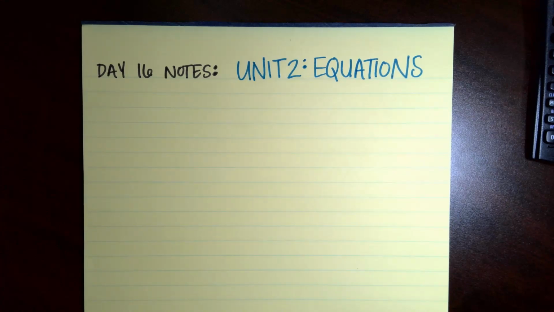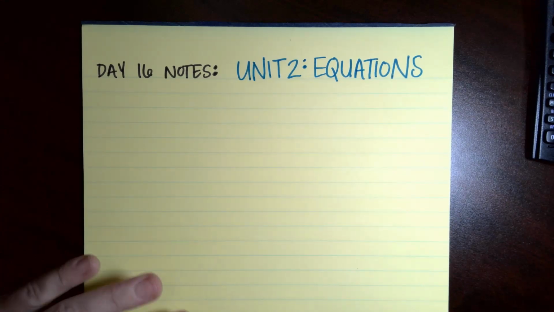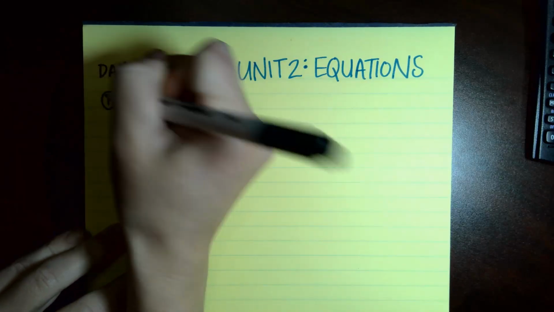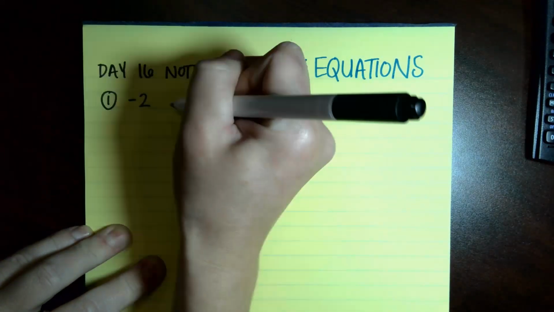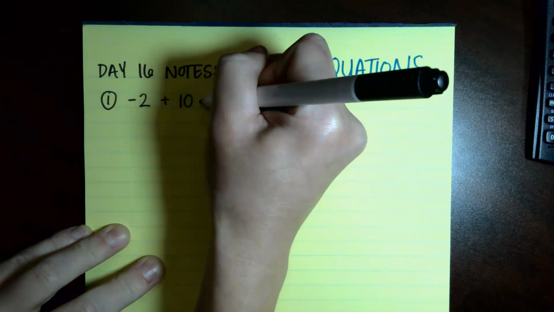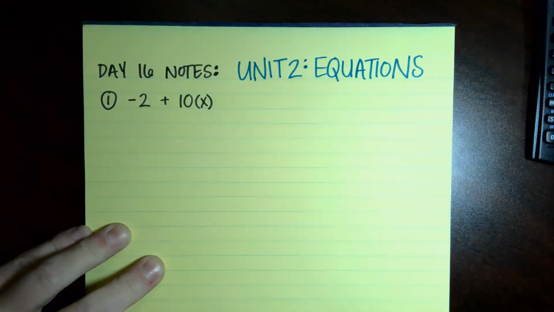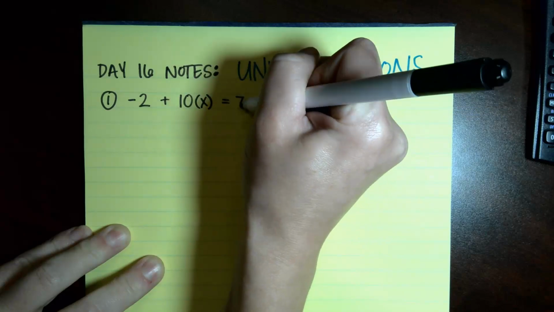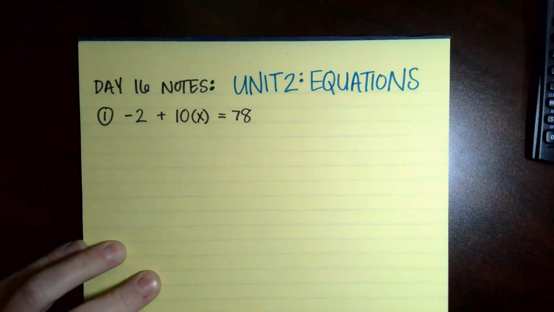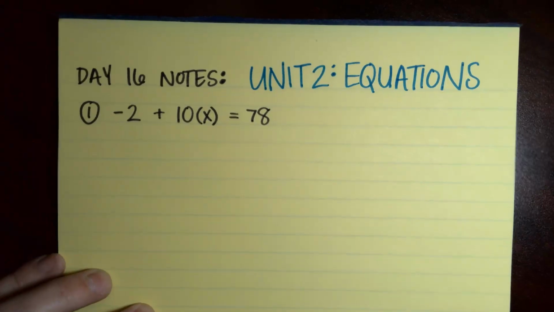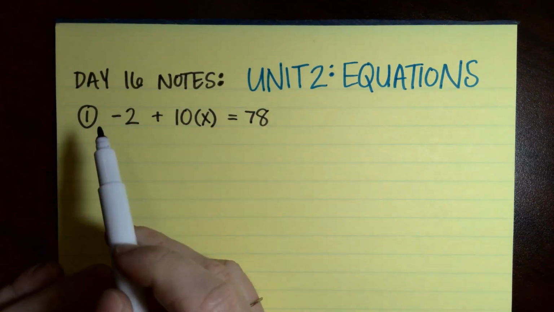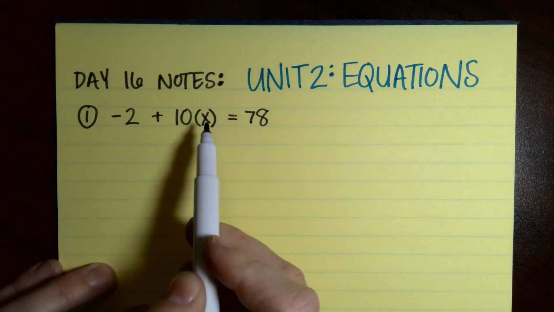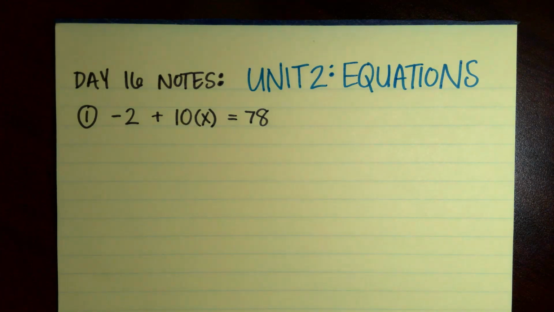All right. So our first problem for the do now was -2 plus 10 times x equals 78. So for a problem like this, we have all these numbers and we have a variable x. Our variable x is just a number that we don't know yet, and we are going to take steps to solve this equation and figure out what that number is.